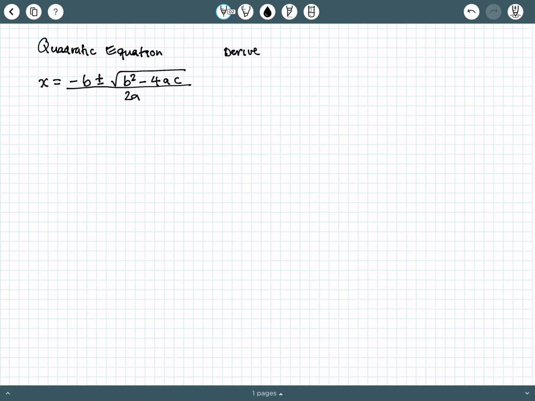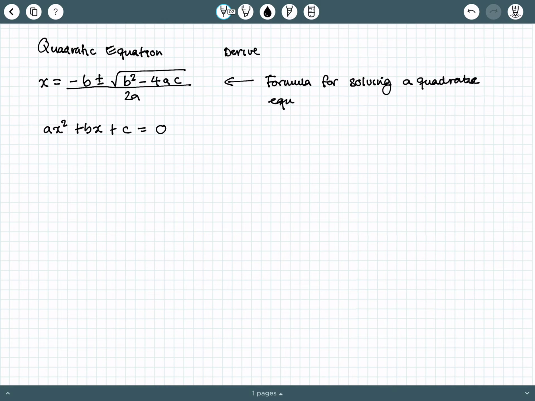So I'm going to start off with the equation of the form ax squared plus bx plus c equals 0. This is a quadratic equation, and this is the formula for solving the quadratic equation. Now there are three main methods of solving quadratic equations. One is called the formula, and the formula uses that formula.